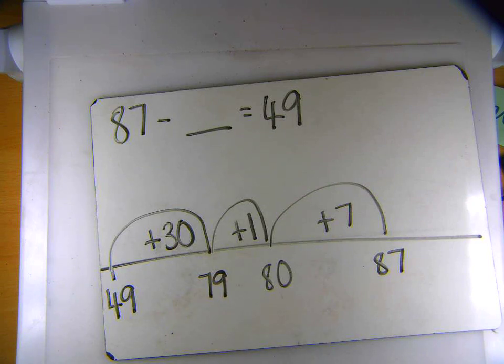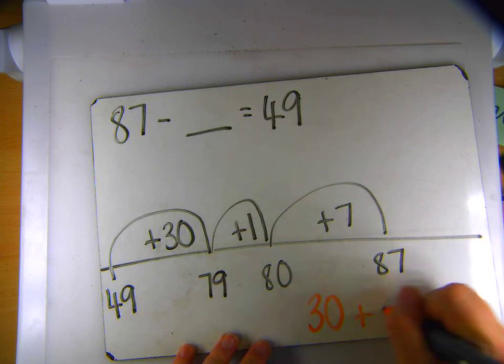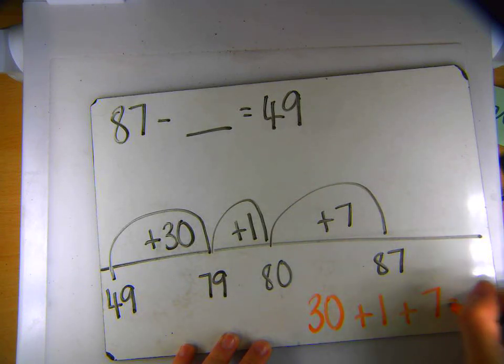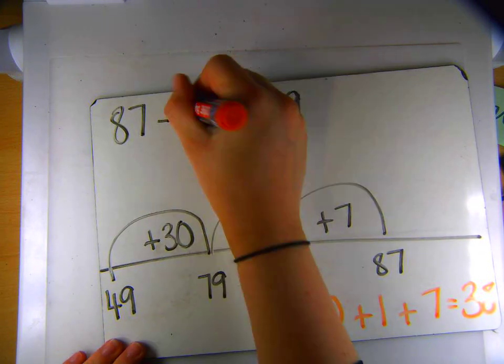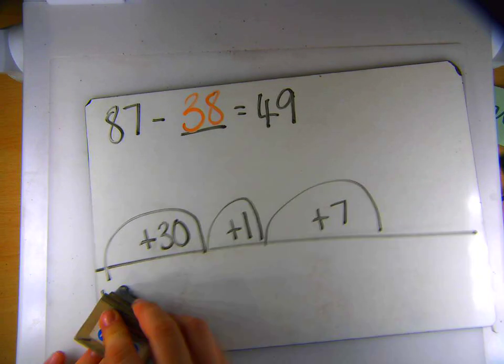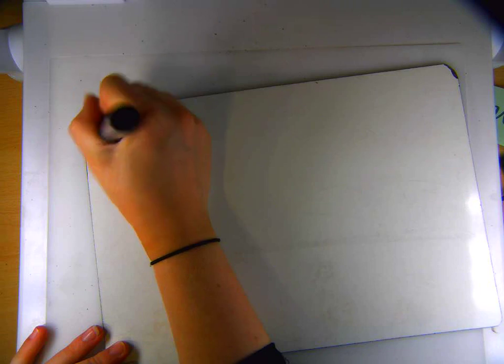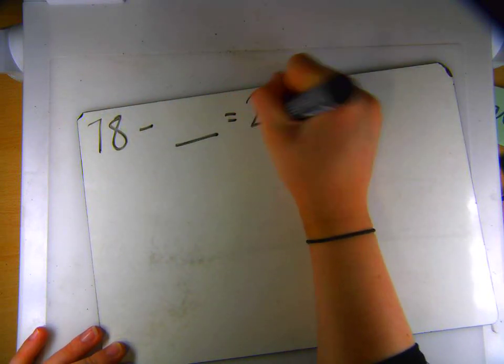So adding up what I've done, I've got 30 plus 1 plus 7 is 38. So my answer, 87 take away 38 equals 49. We'll try one more of those, bridging, targeting 10s and 1s. So this time, 78 take away blank equals 29.